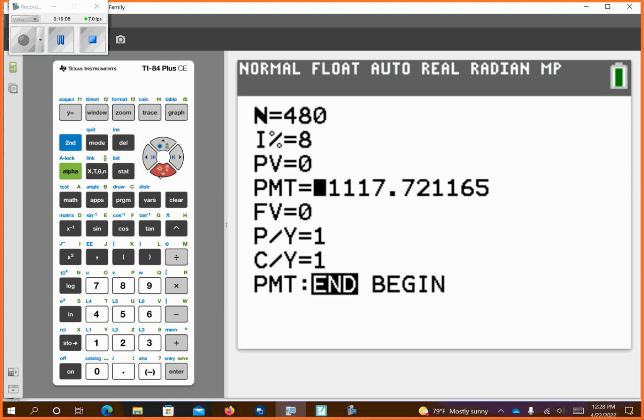Starting each month at age 20, we're going to put $200 into a mutual fund or some sort of stock index fund. This is not your typical savings account in the bank. A savings account in the bank earns you about 0.3% interest.